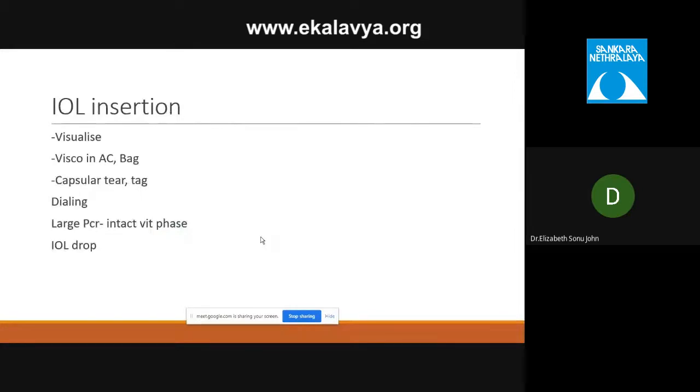In IOL insertion, like Jaya said, visualize the PC, the capsule. If the pupil is small, just push back and see if it is fine, and then insert the IOL and put visco in the bag, in the AC, form the AC well and the bag. And if there are any capsular tags or tear, while dialing, you can tear the capsule and cause a PCR.